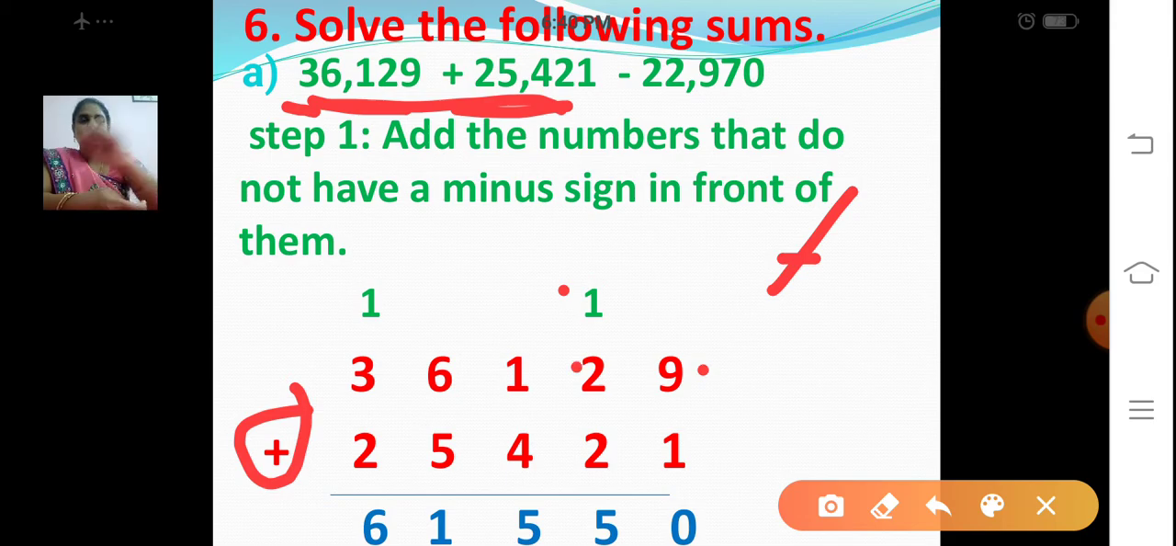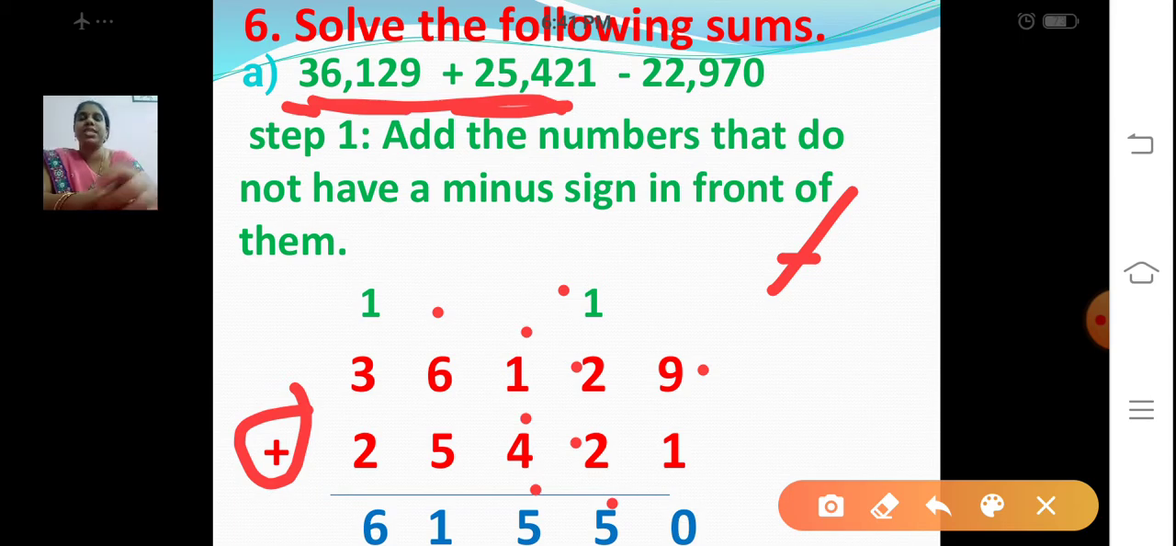Now let's add the tens place. 1 plus 2, after 1, 2, 3. With that 3, I am going to add 2 more. After 3, 4, 5. So 5 tens, right? Now let's move on to the hundreds place. 100 plus 400. After 1, 2, 3, 4, 5. 1 plus 4 is 5. Write it down, 500.